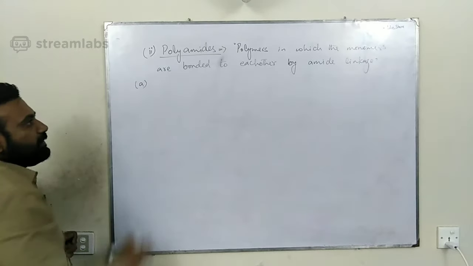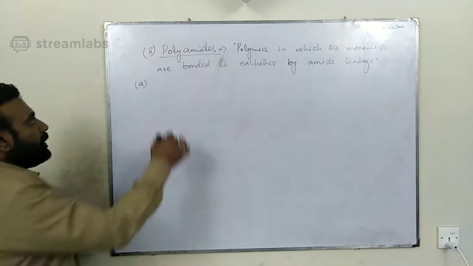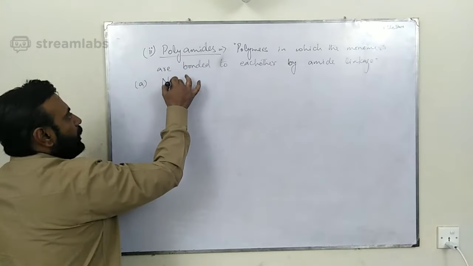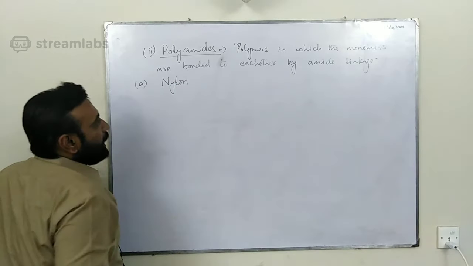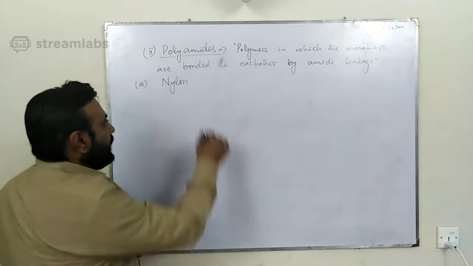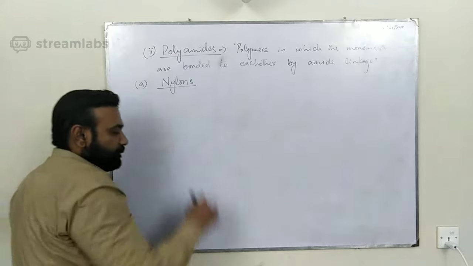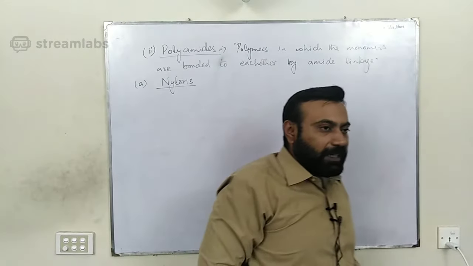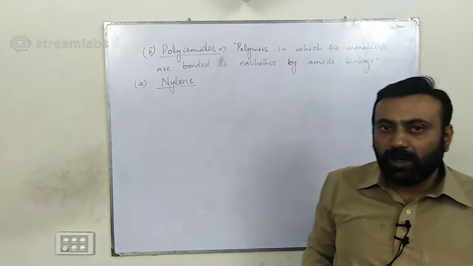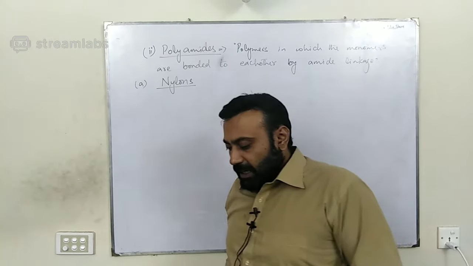Now again we have to study 2 different polyamides. One of them is nylon. And nylons are actually of different types. There are different nylons. The most common type of nylon is called nylon 6.